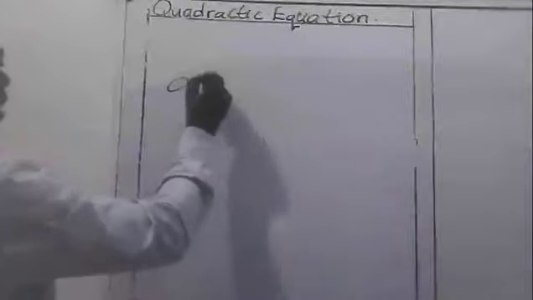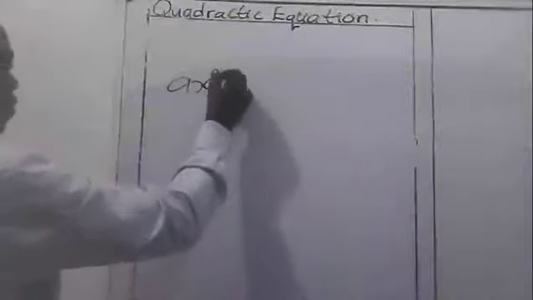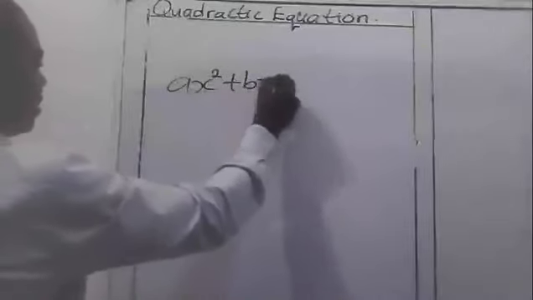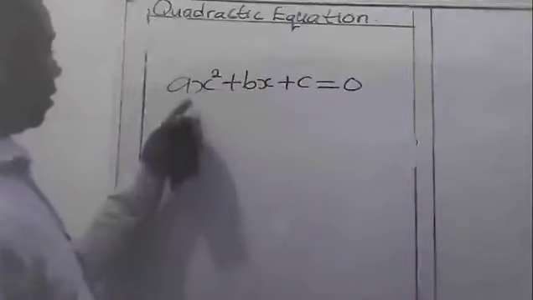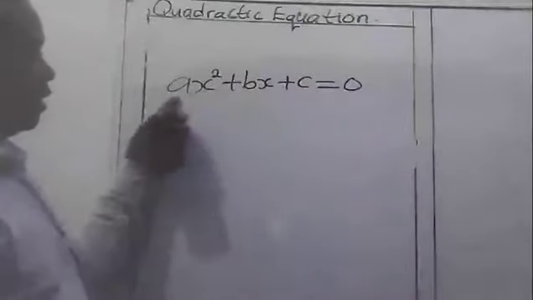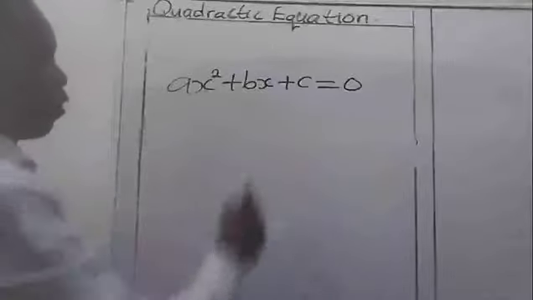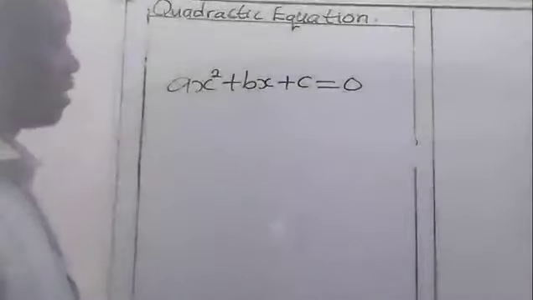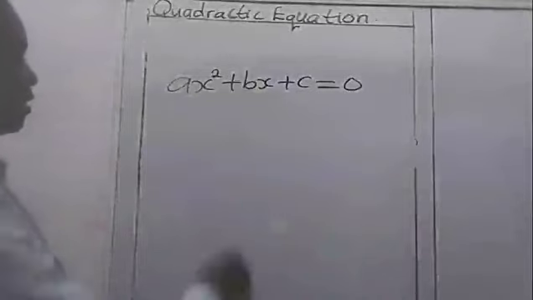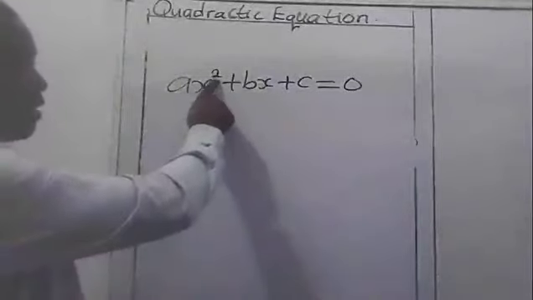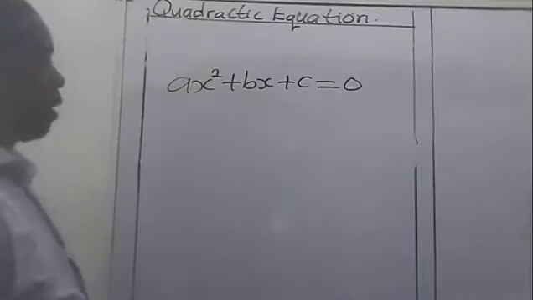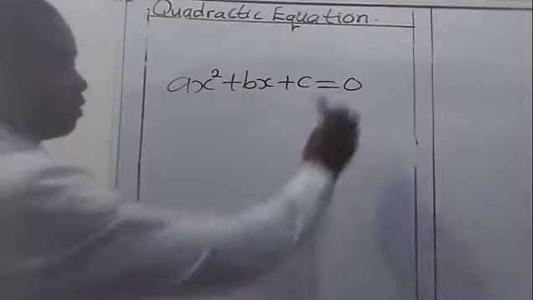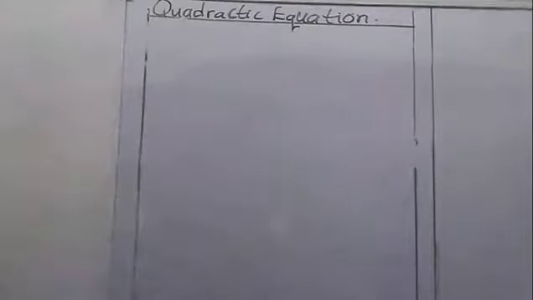If we have an equation of the form ax squared plus bx plus c equal to 0, this equation of this form is called a quadratic equation. In a quadratic equation, the highest power here is 2. The next one here has 1 as its power. So let us look at one or two examples under this.